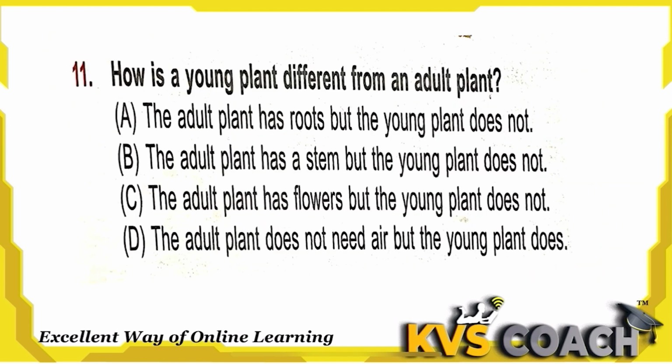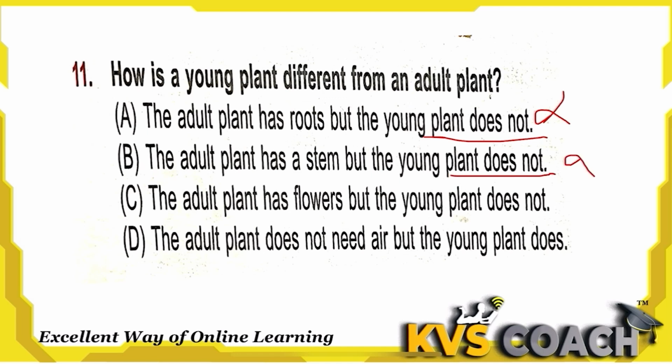Next one is, how is a young plant different from an adult plant? Option A, an adult plant has roots but the young plant does not. No, this is wrong. Every plant has roots, whether it is young, old, adult, or very small, but it does have roots, because only roots can give them water. Option B, the adult plant has a stem but the young plant does not. This is also wrong.